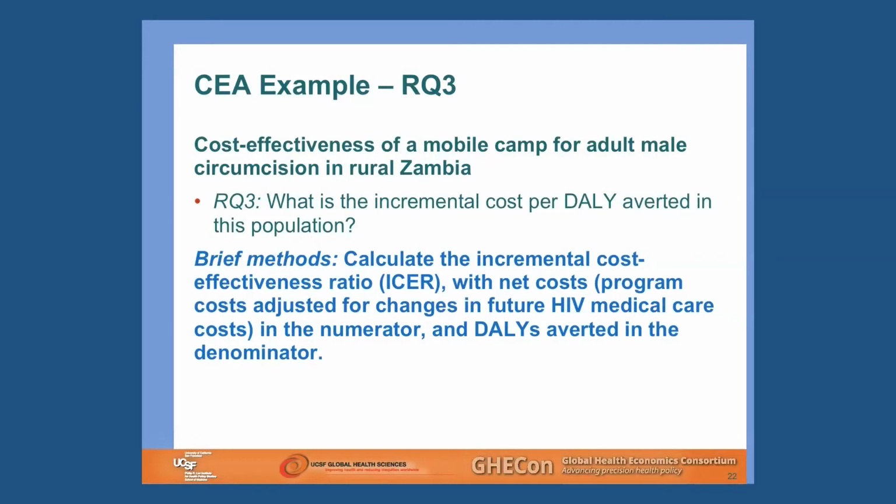And then finally, we're going to calculate the ICER, which is really just putting the numerator together with the denominator: getting the net costs of the program, again adjusted for any reductions in future medical care costs, and the DALYs averted in the denominator, and that's the ICER. So really, once you've assembled the numerator and the denominator, then you've basically got it. Then you've got your ratio. You're a couple of short arithmetic steps away from your ratio.